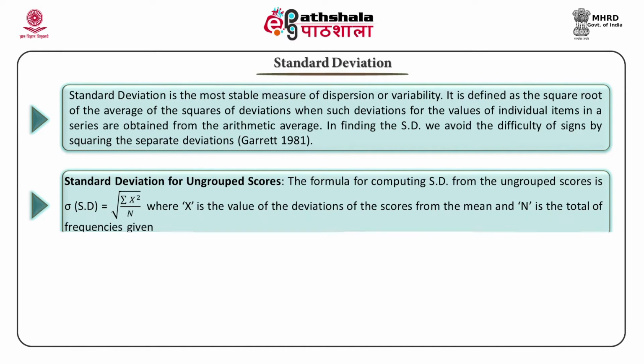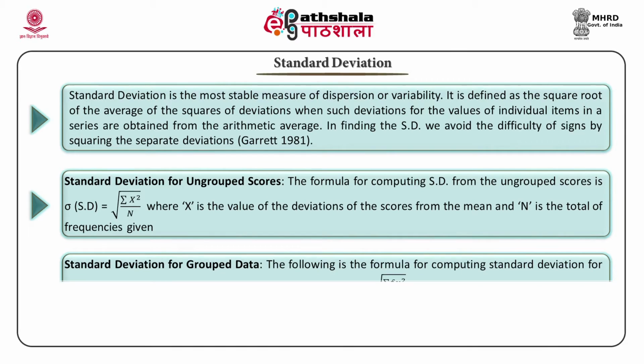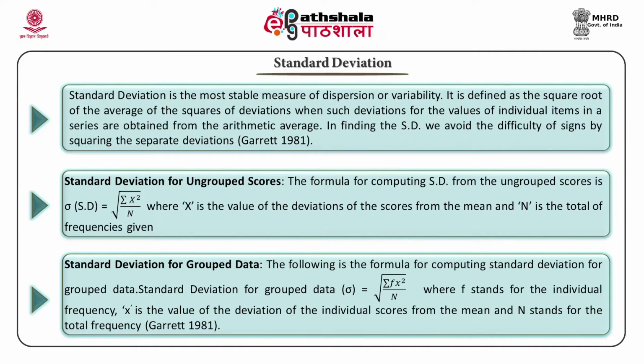Standard deviation for ungrouped scores: the formula is root over summation x square by n, where x is the value of the deviation of the scores from the mean and n is the total number of frequencies given. Standard deviation for grouped data: the formula is root over summation f x square by n, where f stands for the individual frequency, x is the value of the deviation of the individual scores from the mean and n stands for the total frequency.